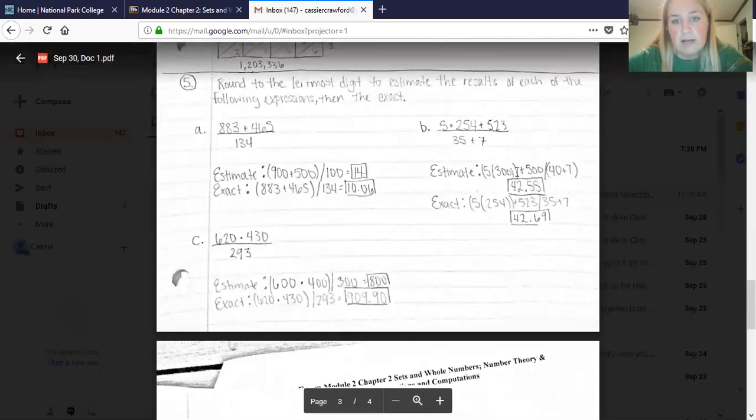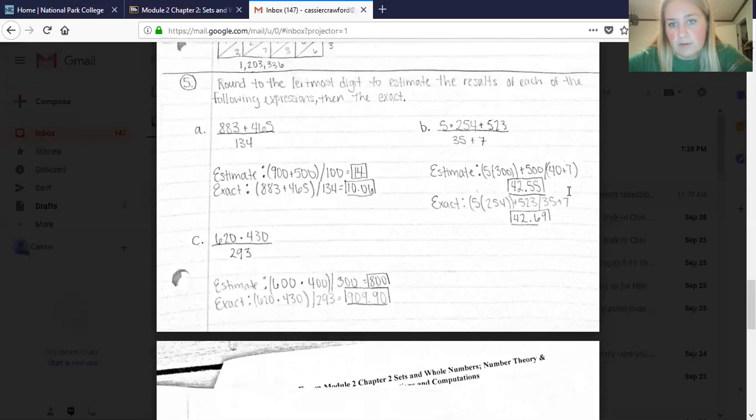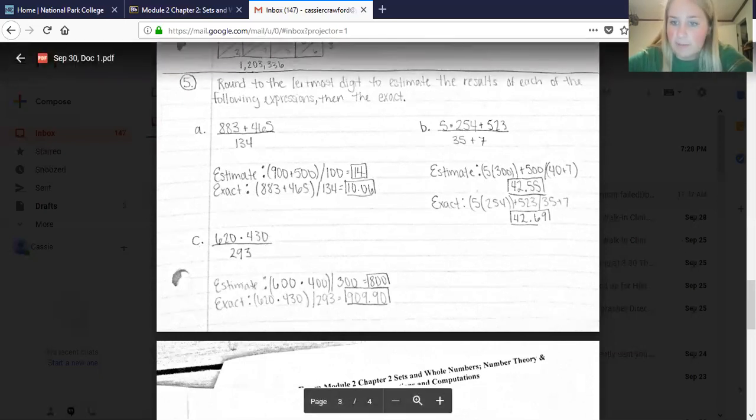Over here, 5 is going to stay the same. 254 will round to 300. 523 will round to 500, and so on and so forth. And we end up getting 42.55, and it's the same with C as well.